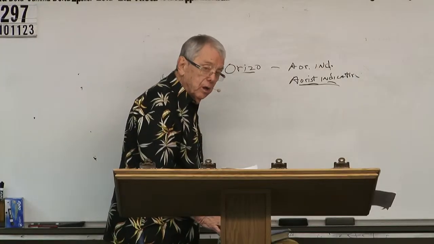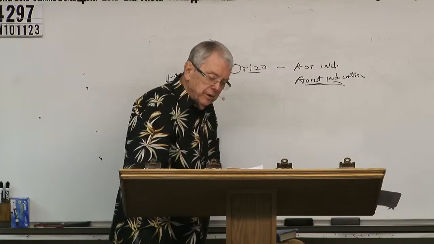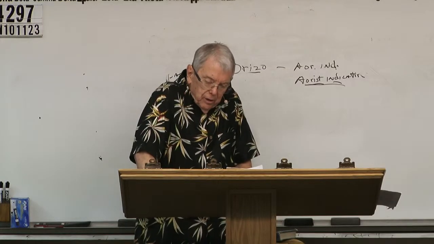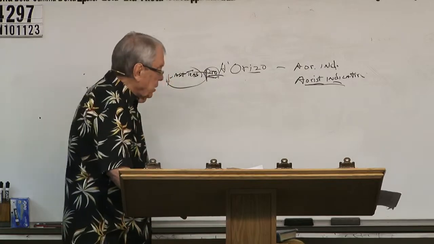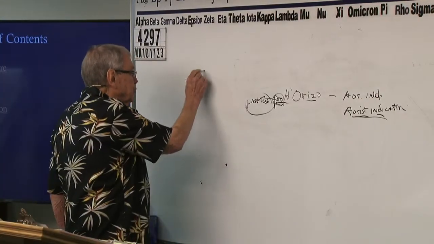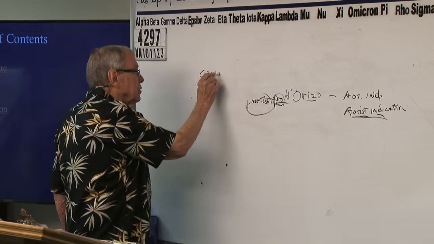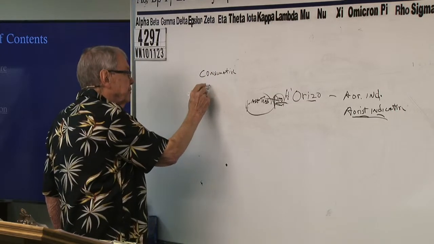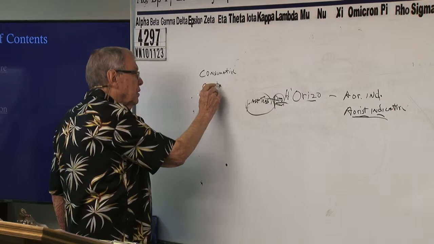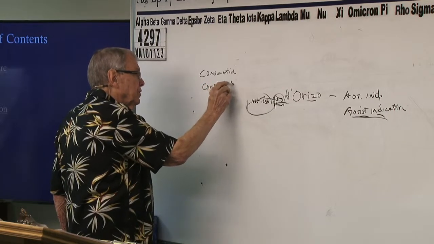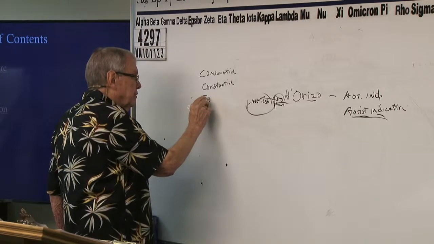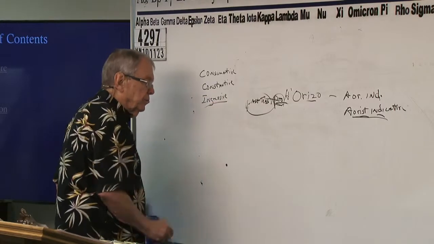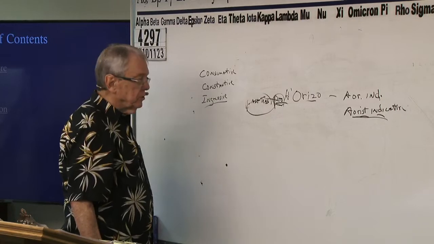Pro horizo. There are other aorist indicative verses. There is an aorist indicative consummative. There's an aorist indicative constative. There's an aorist indicative ingressive. Where'd you get this? Out of a Greek book. I study the Greek books. I know a lot of people don't think I do, but I do.